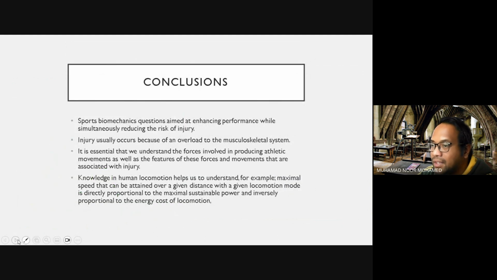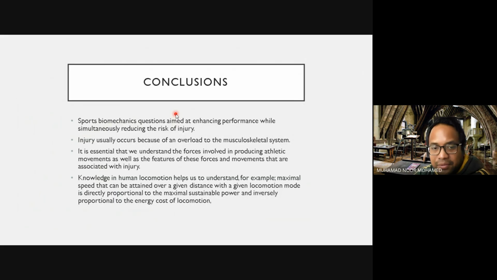Okay. So for conclusion, in biomechanics, we always ask a question on how we can enhance the performance, while at the same moment, we try to reduce injury. Why? Because injury always occurs because of overloading. Too much stress to the muscle, too much stress to the skeletal system and joint will end up injured. So we try to avoid that, and at the same moment, try to push the boundaries.